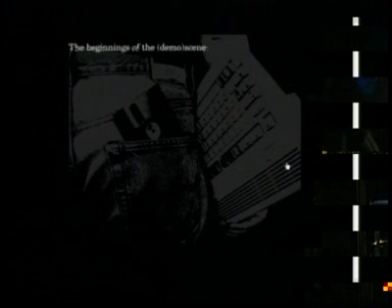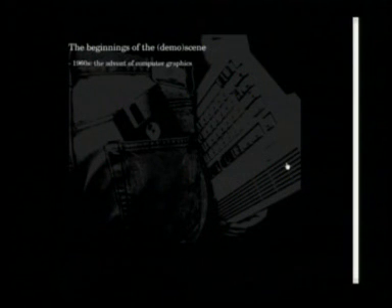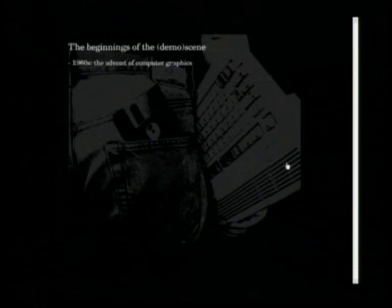That is what the seminar session is about. The beginnings of the demo scene trace back to the 60s, or even earlier. In the 60s was the advent of computer graphics. The first computers with graphical capabilities appeared. The first one was built by the US Air Force.